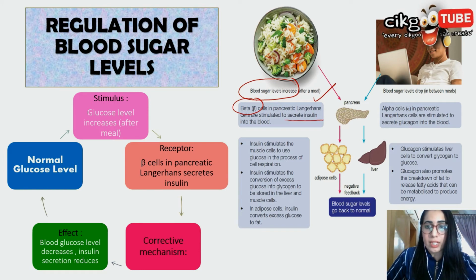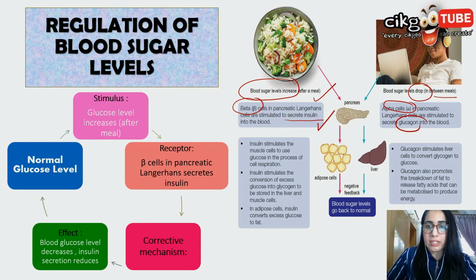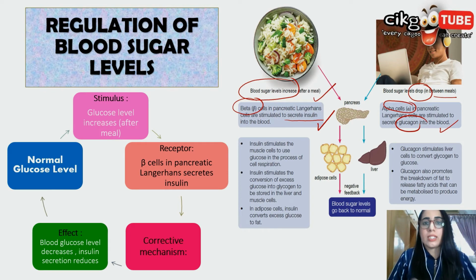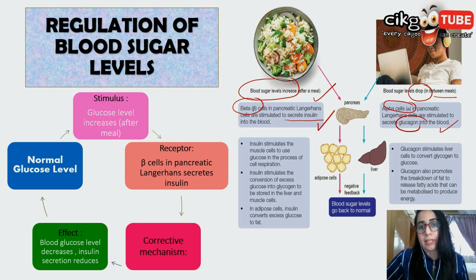If the blood sugar level drops in between meals, then the alpha cells in the pancreatic Langerhans cells are stimulated to secrete glucagon. So this one you have to remember. Insulin is secreted when blood sugar level increases, and glucagon is secreted when the blood sugar level drops. This secretion will be continuously secreted into the bloodstream to regulate blood sugar levels through negative feedback mechanism.